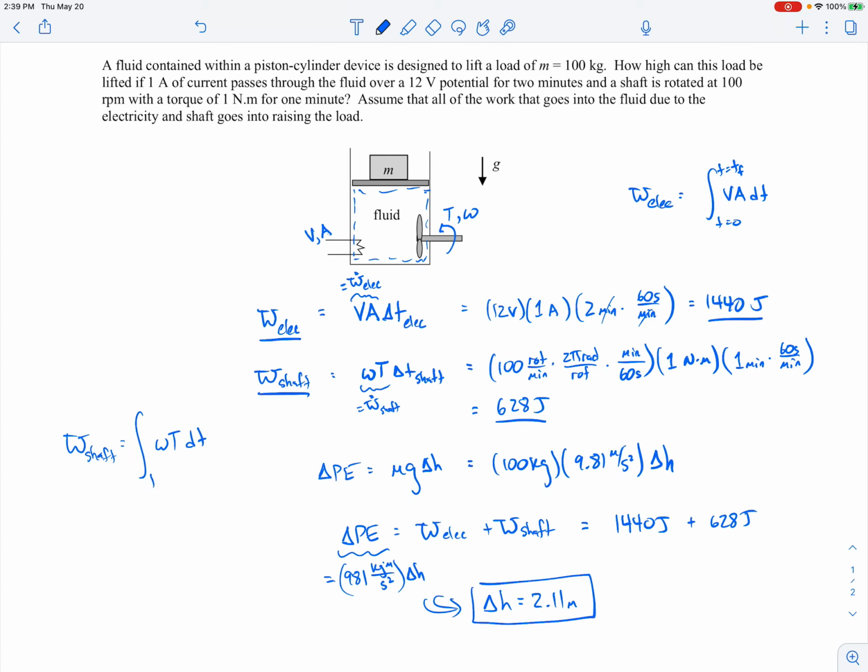So we could take into account the time variation, right? But if omega and t are constant, they can come outside the integral, and it looks like that. And then we said the change in potential energy is mass times gravity times delta H right there. And this is essentially our first law statement. Our total work being done, this is the change in energy. Here it's potential energy, and then you can solve for the change in height. All right, we'll end the example there.